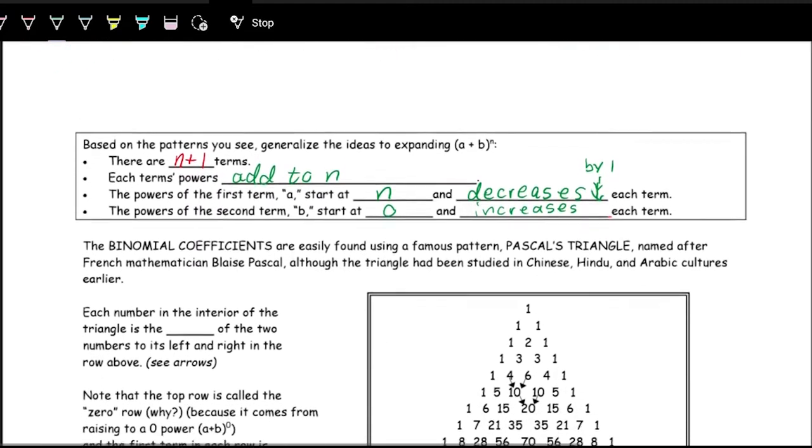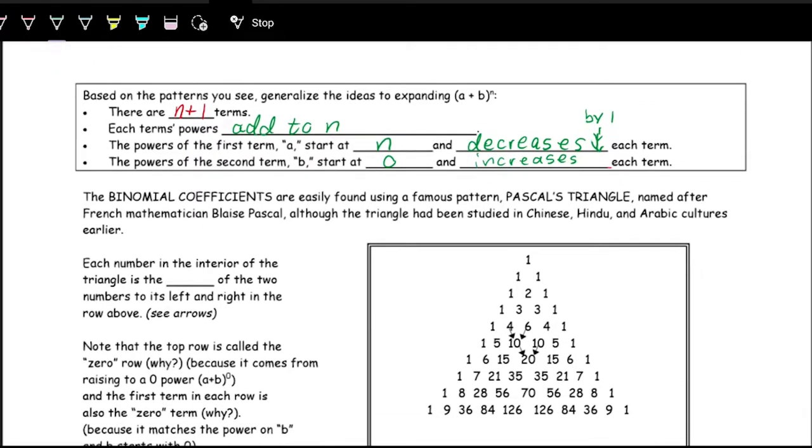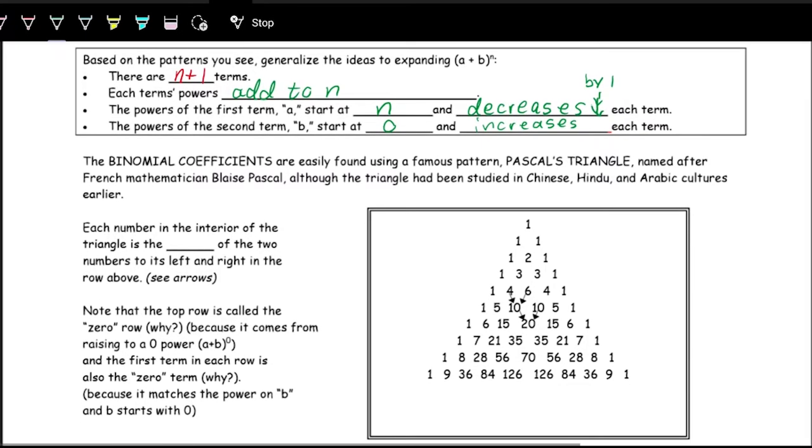Taking a look at this triangle here, this triangle has a lot of amazing qualities, but what it really is, it's called Pascal's triangle, but really Pascal is a Frenchman who discovered this triangle many years after the Chinese and the Hindu and Arabic cultures already had been working with it. But the way that this triangle works is that each number in the inside of the triangle is the sum of the two numbers to its left and to the right above.